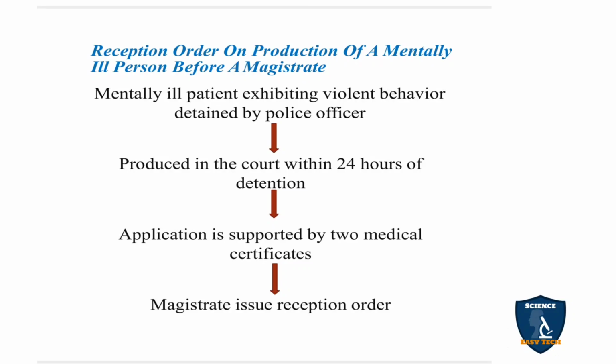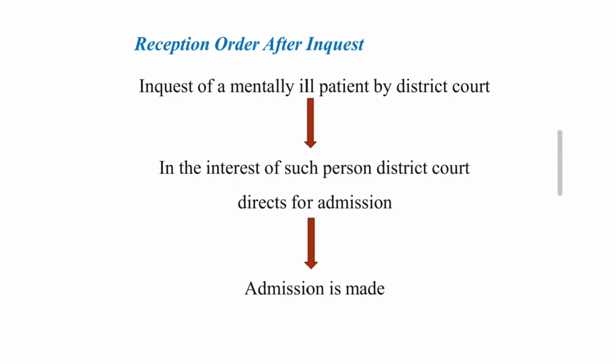Then the application should be supported by two medical officers. Here also, if the police alone are telling, the magistrate will not give an order. So the application should be supported again by two medical officers or certificates. Then only the magistrate will be issuing the reception order. So this is reception order on production of a mentally ill person before a magistrate. This is done by police.